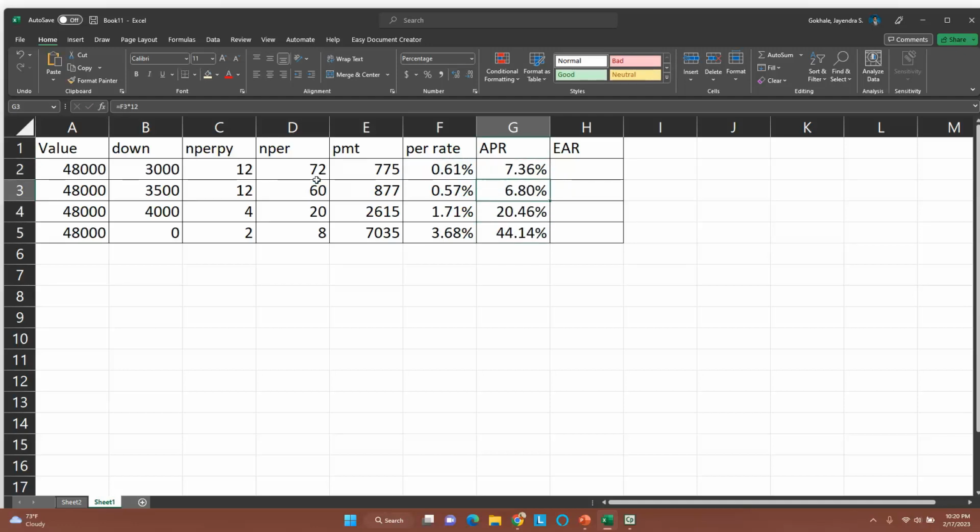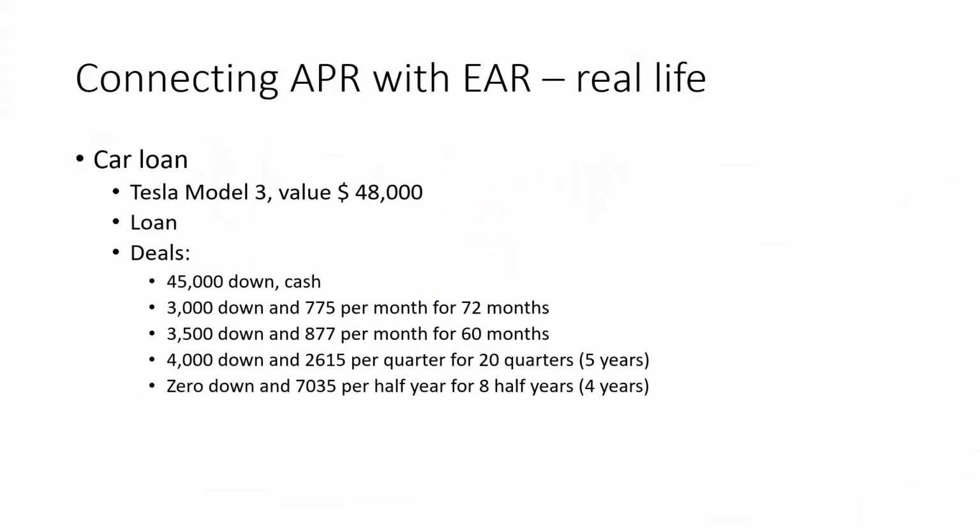There is some problem for sure. So F3 times 12, good. Sorry. This has to be times the number of periods per year. There you go. All good. Finally, the effective annual rate. So we'll use the EFFECT function this time. EFFECT, APR, comma, the number of payments per year that you make. 7.6, 7.02, 7.0, and 7.49. So these are all 7 something rates, and let's compare them now.